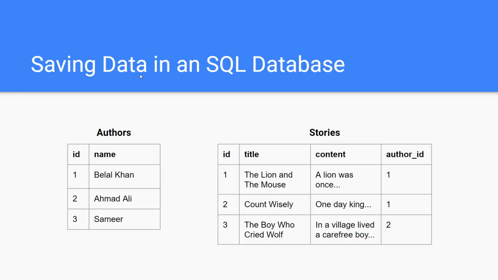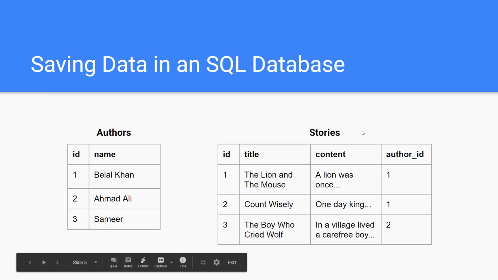Now first, we need to understand how we save data in a SQL database. If you are familiar with SQL databases, then we use tables to store data. Here I have two tables. The first one is authors and the other one is stories. Now ID in both the tables is the primary key. That means it identifies each row uniquely.